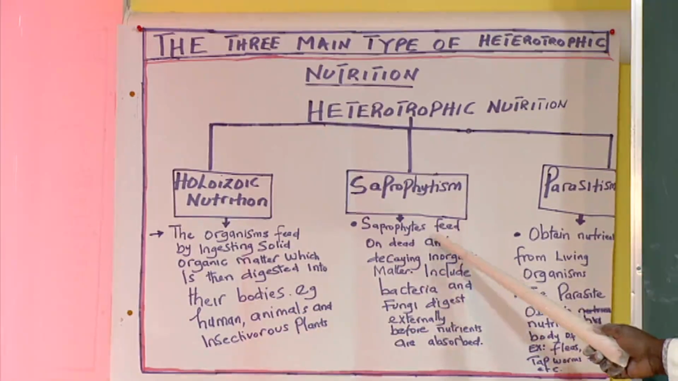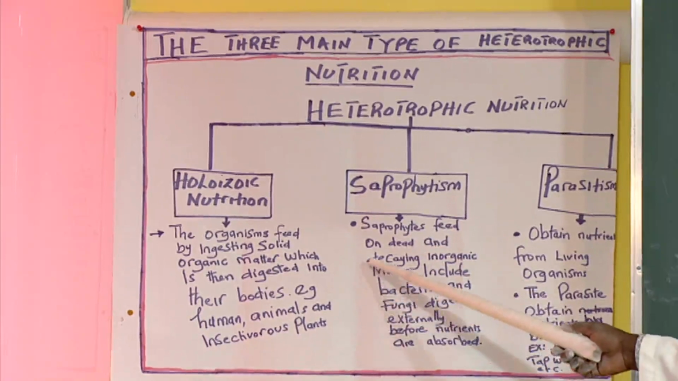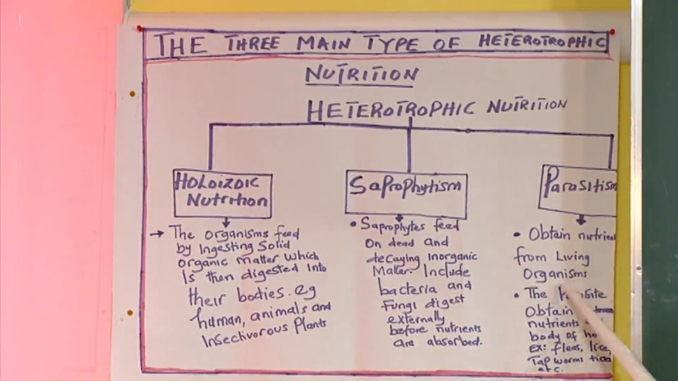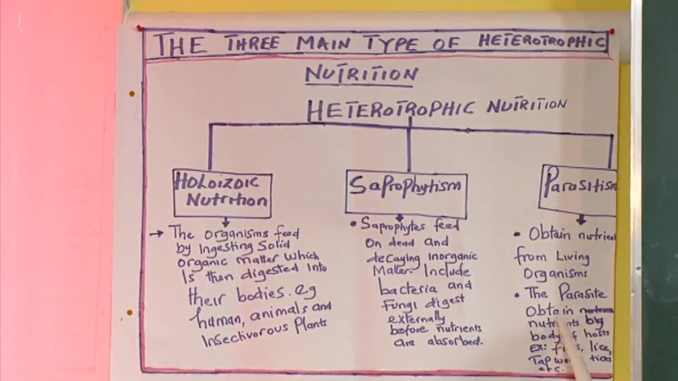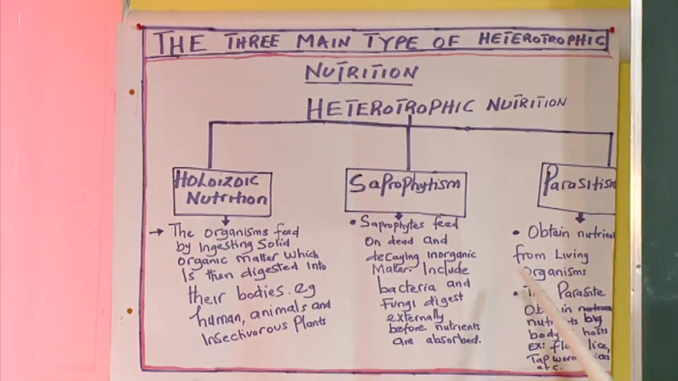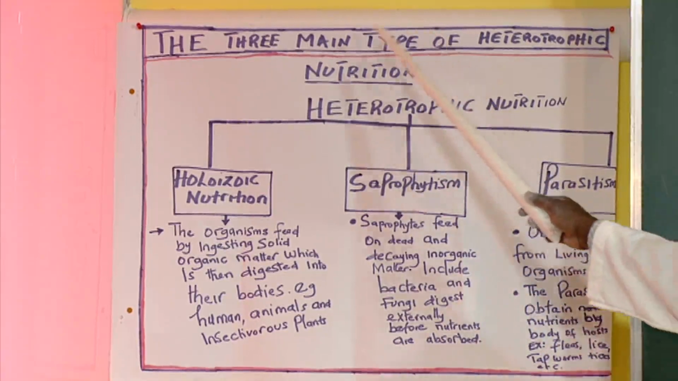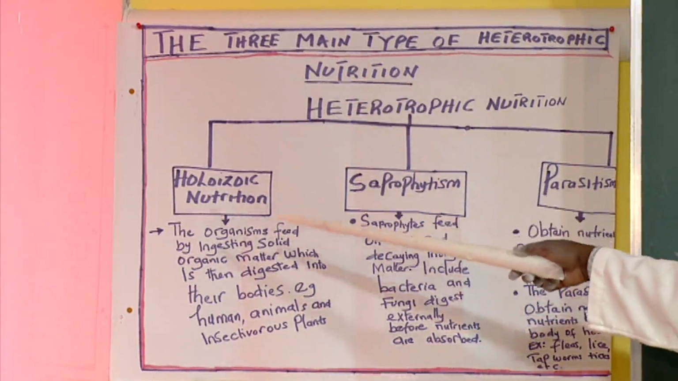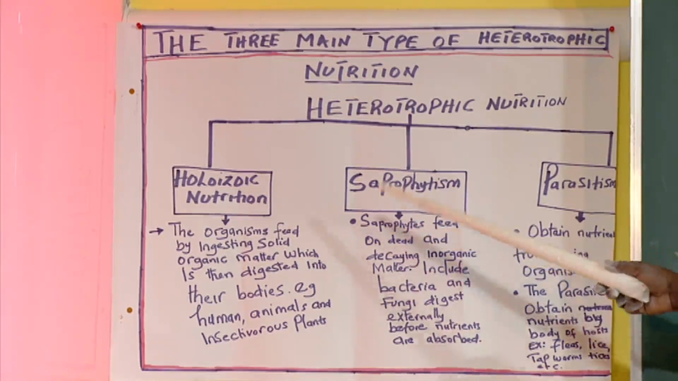We have saprophytism. They feed on decayed organic matter. Parasites obtain their nutrients from other organisms. With parasites, there is a parasite and a host. The parasite normally lives on the body of the host. I think you have a summarized chart that gives you detailed information about the 3 types of heterotrophic nutrition.